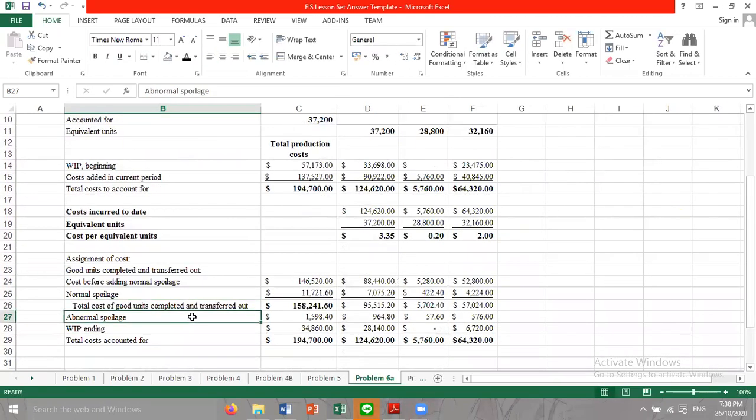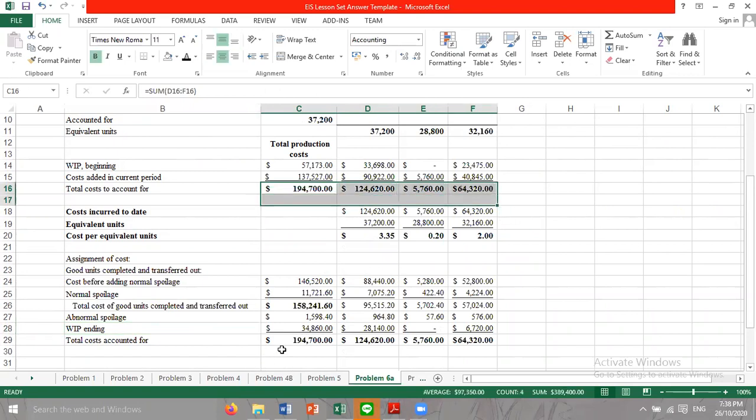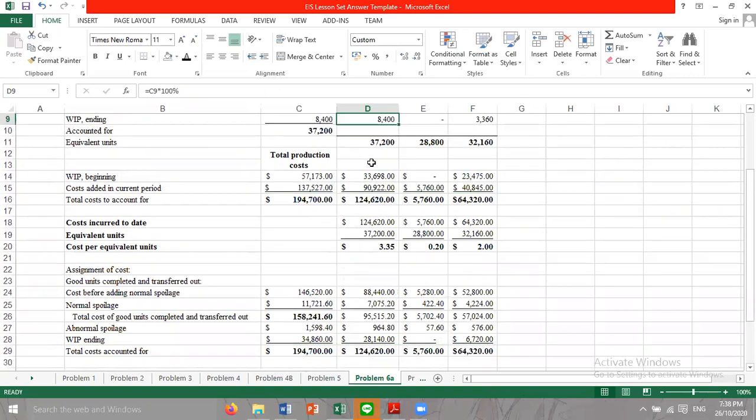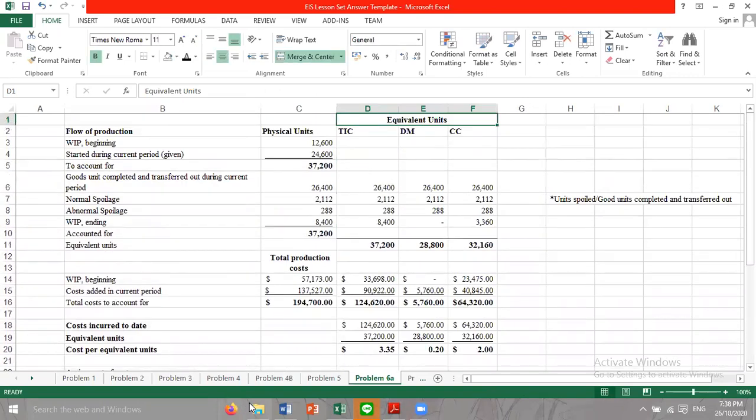And we need to differentiate abnormal spoilage from the others as well. So we differentiate abnormal spoilage and we allocate cost to it. And also we differentiate work in process ending. Once again, make sure that the total cost to account for is equal to the total cost accounted for. All right, so that's for weighted average.